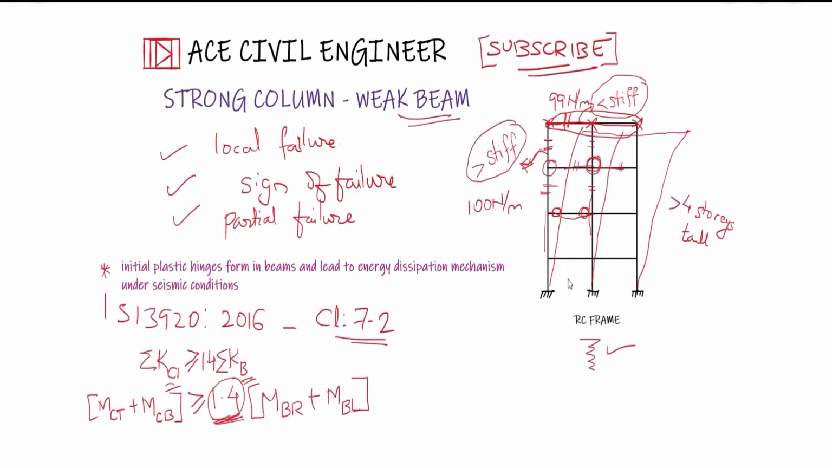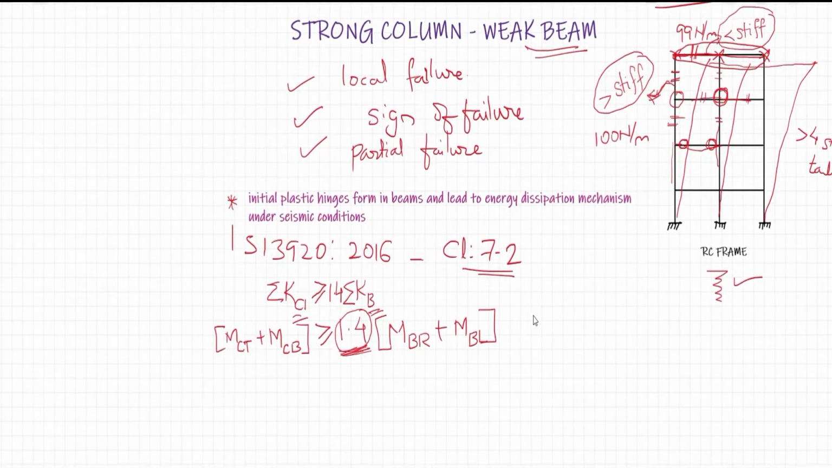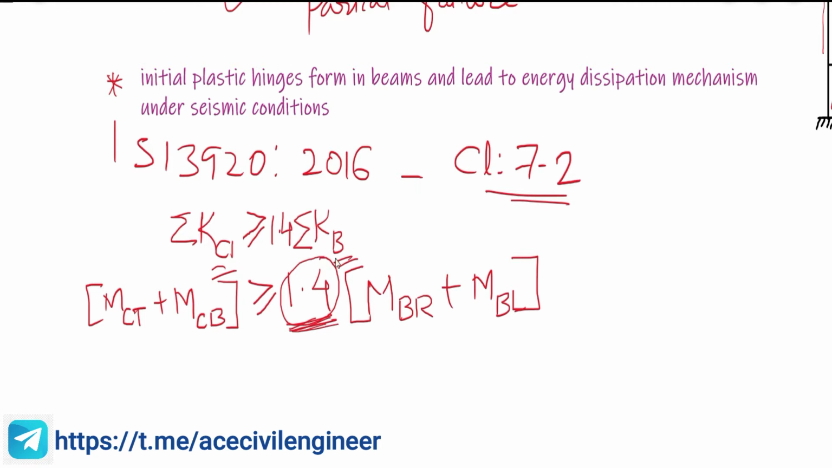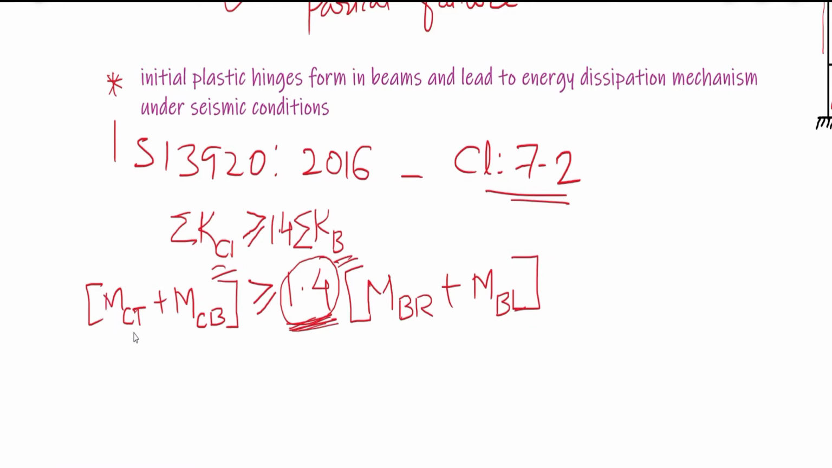So friends, in the previous video a small point was missed out, that is regarding how the stiffness can be compared with the moment carrying capacity of the particular beam. Here I have written clearly that stiffness sigma kc is greater than or equal to 1.4 sigma kb, but in the below expression I have mentioned the moment carrying capacity of CT and CB, that is column at the top and column at the bottom. The sum of these two must be greater than or equal to 1.4 times the moment carrying capacity of the beams on the right side and left side of the particular joint.